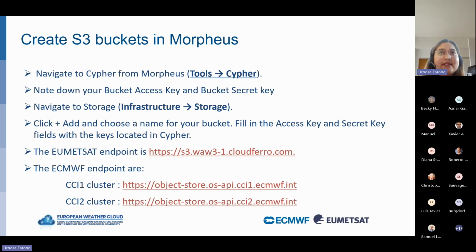It involves several steps. First is accessing the cipher. Basically, you have to navigate to the cipher within Morpheus, usually by going to Tools and then selecting Cipher. Here you will find your keys. In your tenancy, you will find your bucket access key and bucket secret key, which are very important when you set up an S3 bucket. Next, for setting up the storage, you have to go to the Infrastructure section and then select Storage. When you click the Add button, you can select Create a new bucket, and then you can enter.